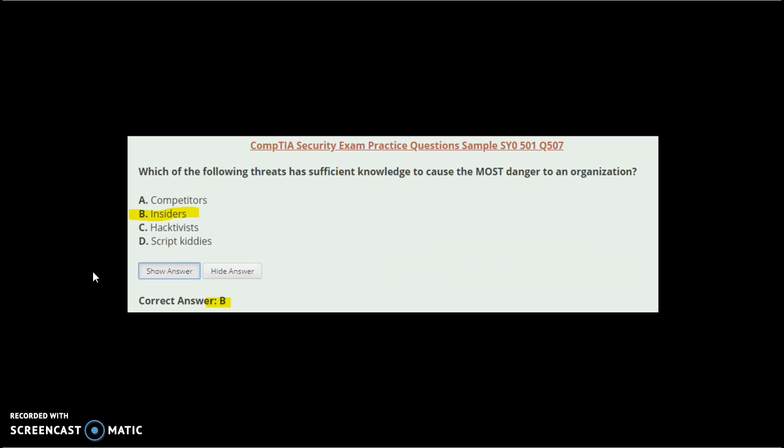Which of the following threats has sufficient knowledge to cause the most danger in an organization? Insider threats. I even put it like the question before this because insider threats.